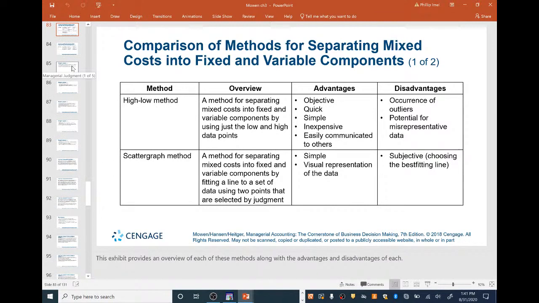Some more on the comparisons of methods for separating mixed cost into fixed and variable components. Once again, we can see here the left is just the method that we use. An overview of the method is next, then the advantages and disadvantages. So let's just run through these real quick.